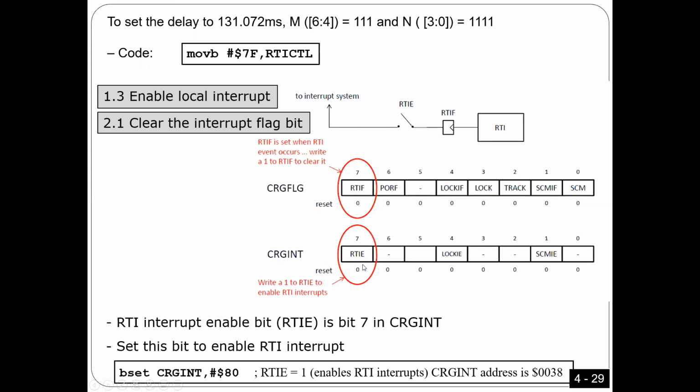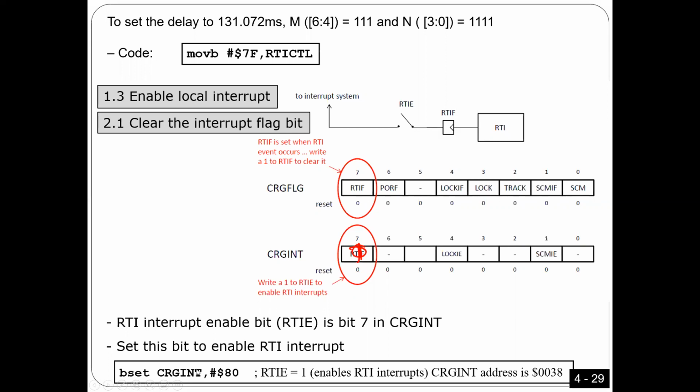In this bit, as you see here, guys, if you write one here, you enable interrupts. If you write zero, you disable interrupts. That's it. Very easy. So you write here one to enable interrupts, zero to disable interrupts, right?